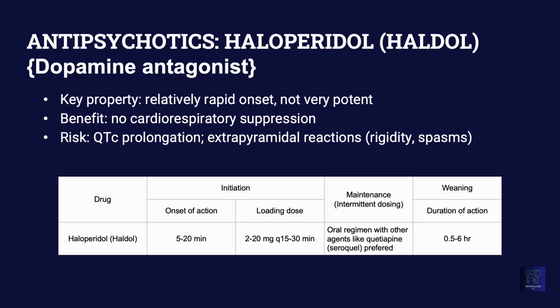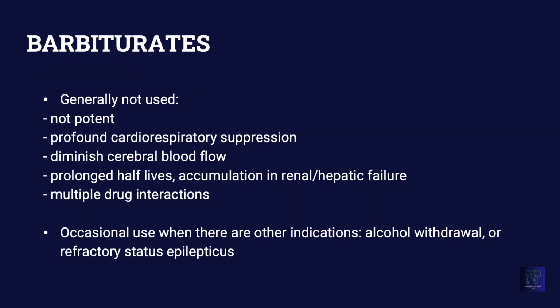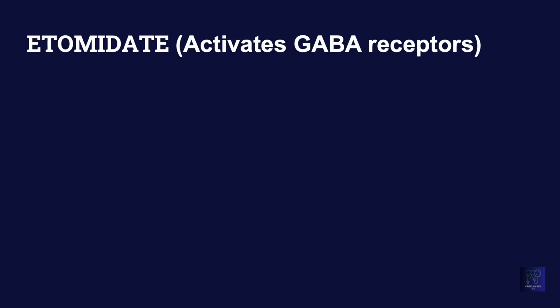Pertinent numbers for Haldol are shown on the screen. It has slightly slower onset of action compared to traditional agents like fentanyl and propofol, but not too bad. Barbiturates are older agents with several disadvantages and they are generally not used in ICU except in rare situations like select cases of alcohol withdrawal or refractory status epilepticus despite multiple first line or second line agents.